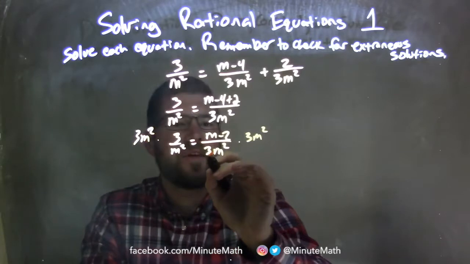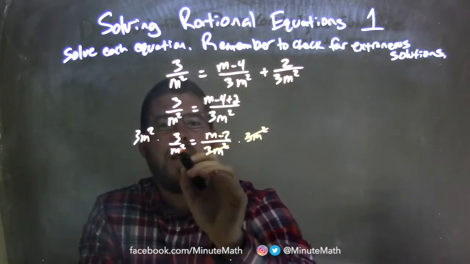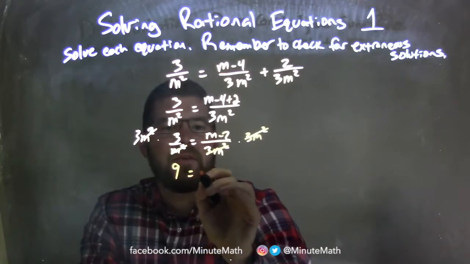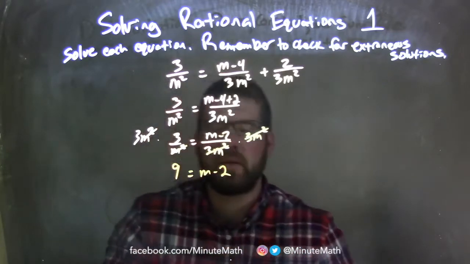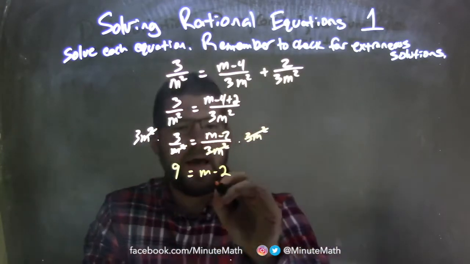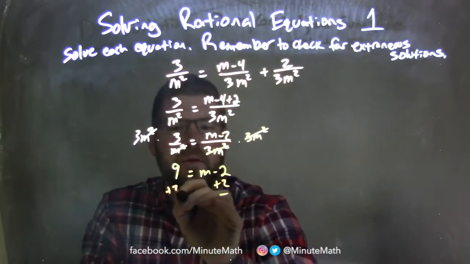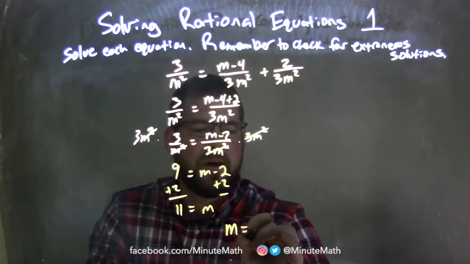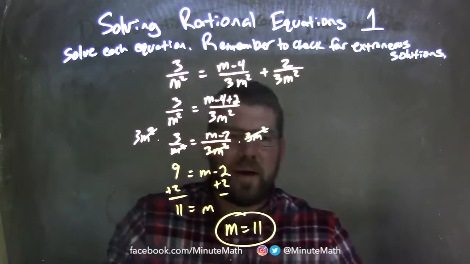And what that does is cancel the 3m squareds right there, and then these m squareds will cancel, leaving me with just a 9 on the left is equal to m minus 2. Okay? So then I'm going to add a 2 to both sides, give me 11 equals m, rewrite it so m comes first, and m equals 11, and there we have our answer.